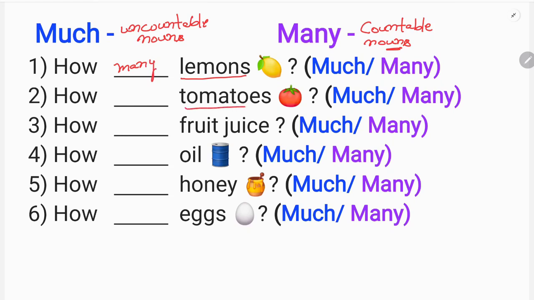Our second question is, how blank tomatoes? Again, tomato is a countable noun. So whenever we have countable noun, we use many. How many tomatoes?